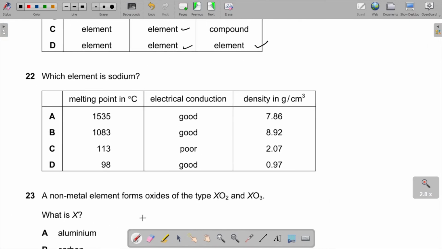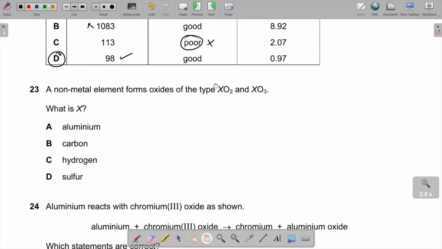Which element is sodium? Sodium has a melting point of 98 degrees Celsius. Let's take a look at this. Sodium is soft. It can be cut with a knife, so it's never going to be A or B. Now it could be C, but that has poor electrical conductivity. Sodium is a metal, so it has good electrical conductivity, and it has a relatively low density as it floats on water. So the answer for 22 is D.